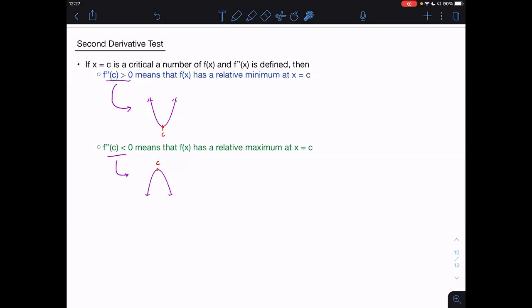So this method is more applicable to real world types of problems where we're trying to optimize a function and know that it has to be an optimal point. And if we want to quickly test to see if it's a max or min, we can use the second derivative test.